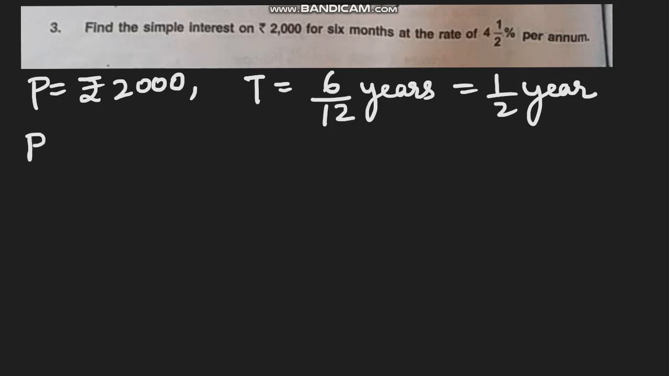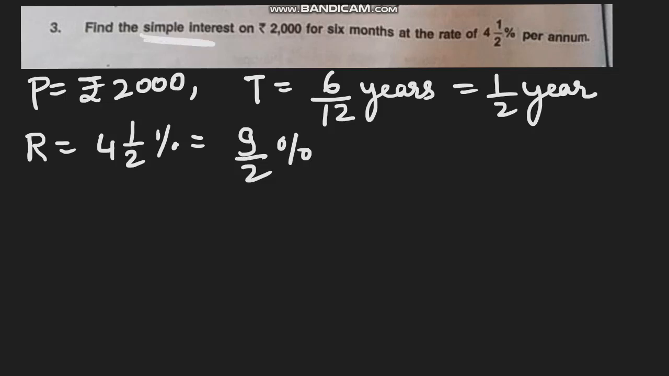Then rate R will be equal to how much? 4.5%. 4.5% को फिर हम लोग क्या करेंगे? Improper fraction में change कर लेंगे, so that calculation becomes easy for us. So now अब ये क्या हो जाएगा? 4 2s are 8 and 1 is 9. So it will become 9 by 2%.